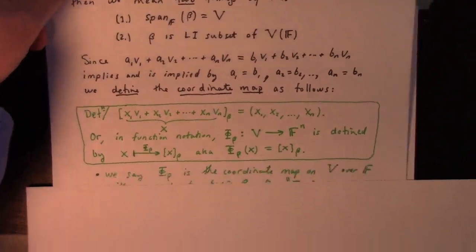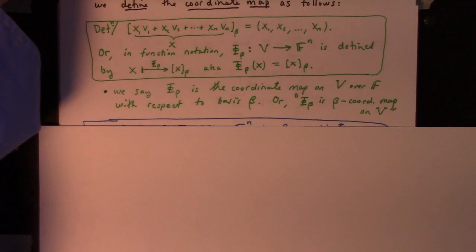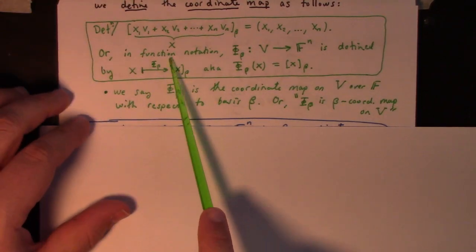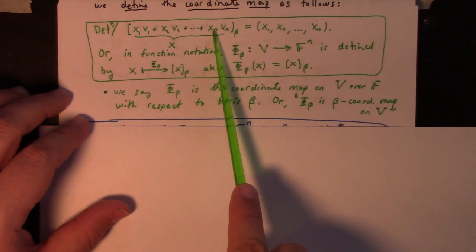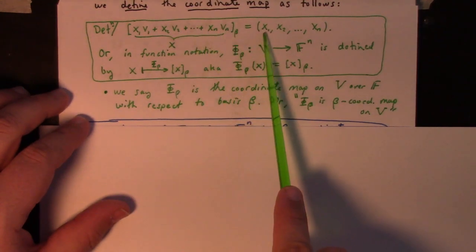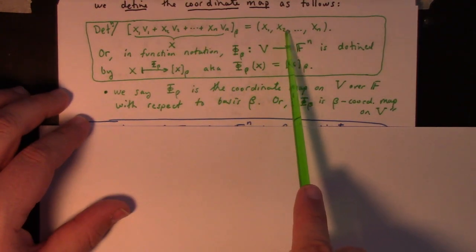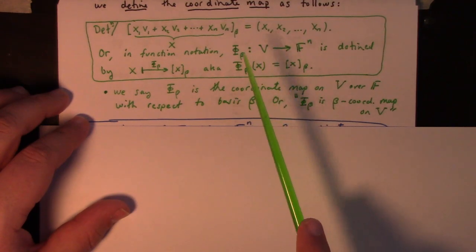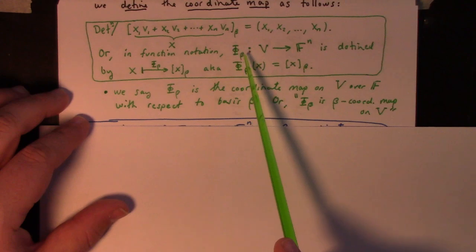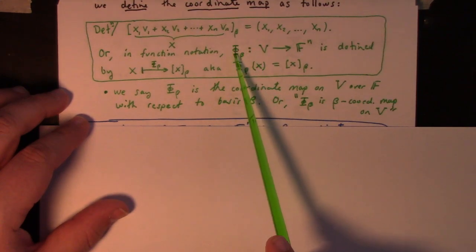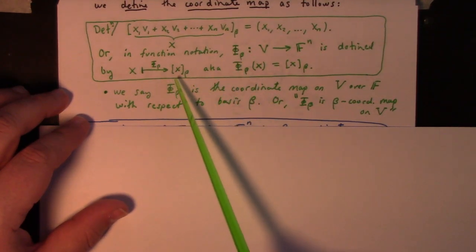So the coordinate map is what? It is, if we have the vector x equal to x1v1 and so forth and so on, then its coordinate vector is just the column vector x1 through xn. And today I'm going to introduce a new notation, function notation, phi sub beta. And this will be the coordinate map, just another notation for the same thing.